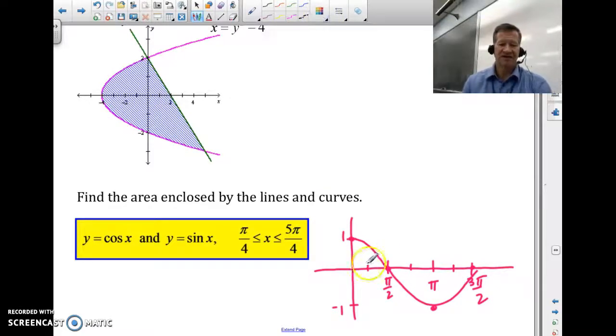Okay, now sine x goes through the origin, then will increase, so it hits a maximum at pi over 2, and then back to a midline at pi, and then back to a minimum at 3 pi over 2. So it'll kind of look like this.